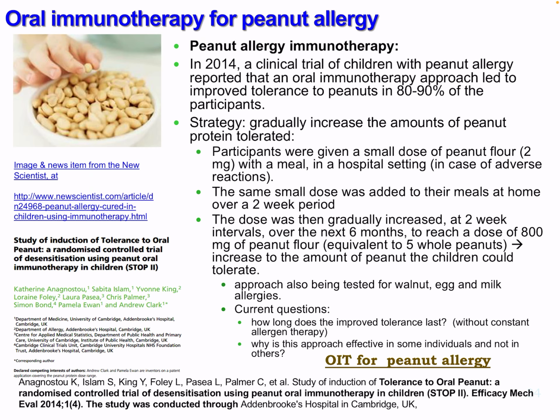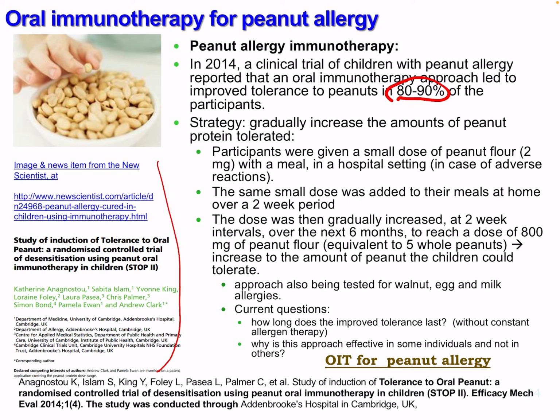So here's an example of oral immunotherapy for peanut allergy. Here's a look at this paper and article if you want to take a deeper look. In 2014, there was a clinical trial of children with peanut allergy, which reported an oral immunotherapy approach led to improved tolerance of peanuts in 80 to 90% of children, which is pretty impressive. The strategy is to gradually increase the amounts of peanut tolerated.